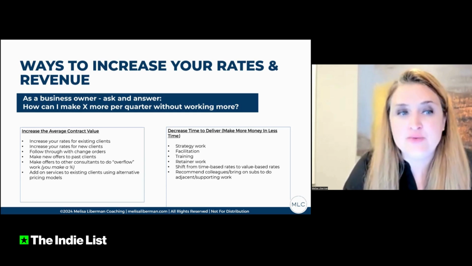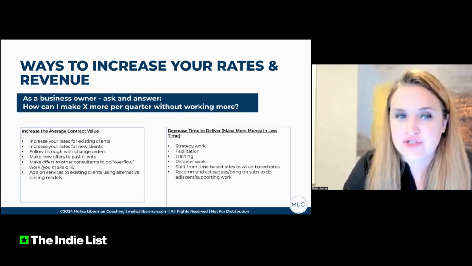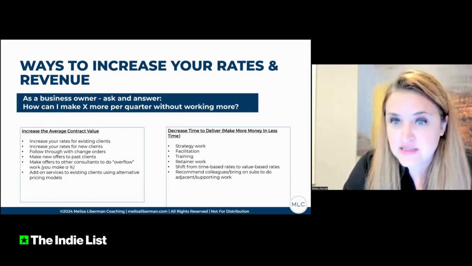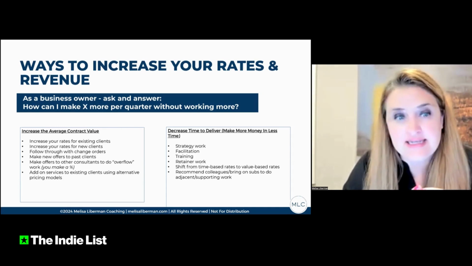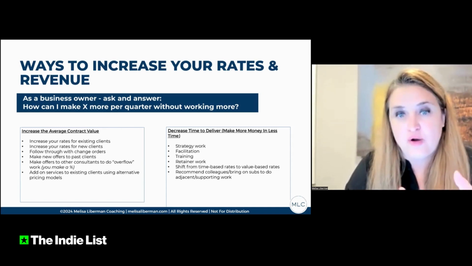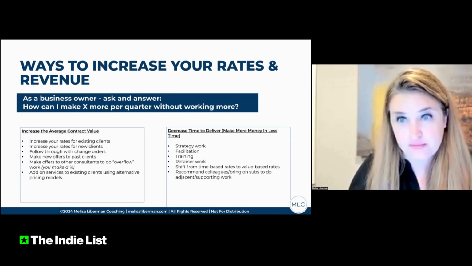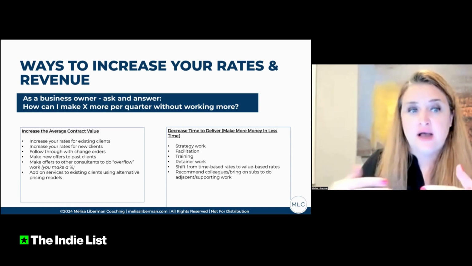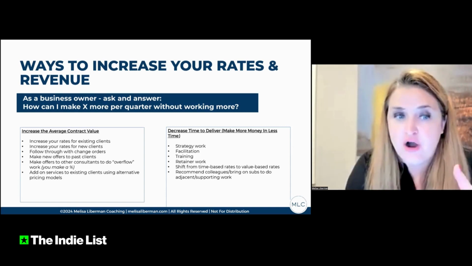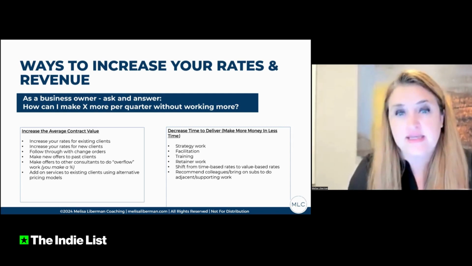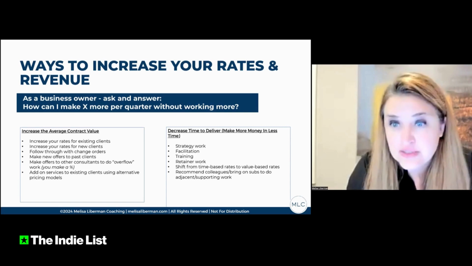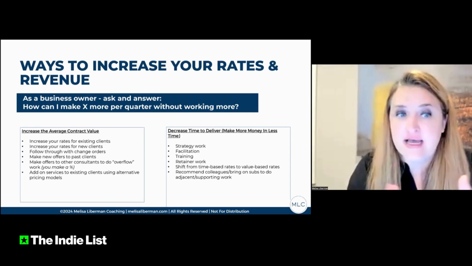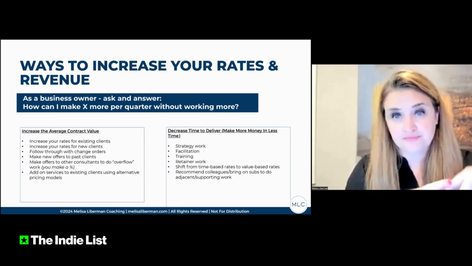And then the last way to increase the average contract value is adding on services to existing clients using alternative pricing models. So you might right now be charging a daily rate and want to be moving into, for example, more value-based pricing, thinking about what can you be offering to existing clients, like a retainer, for example, an advisory type retainer to those existing clients, again, to increase that overall average contract value.